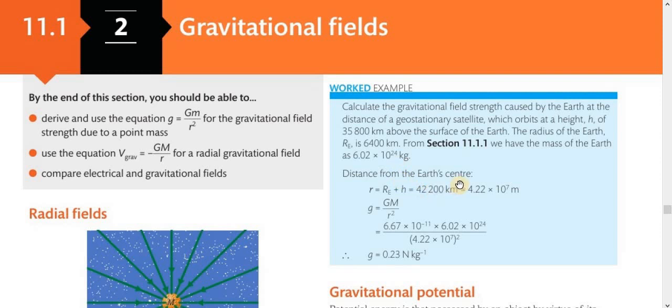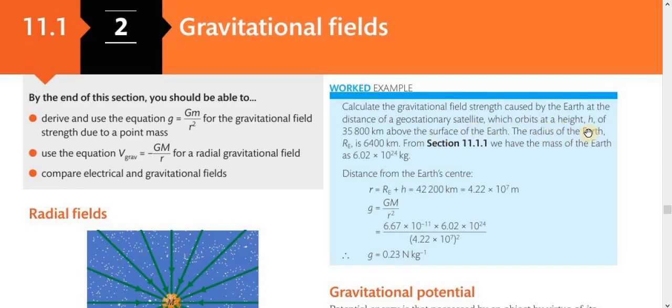Distance from the Earth's center. This satellite, a geostationary satellite, is a satellite which always faces the same part of the Earth or the same surface of the Earth. For example, let's say if there was a geostationary satellite located right above us, then it will always face us no matter how much the Earth rotates. It will also have the same period of rotation as the Earth because it has to face the same part of the Earth as it is a geostationary satellite.